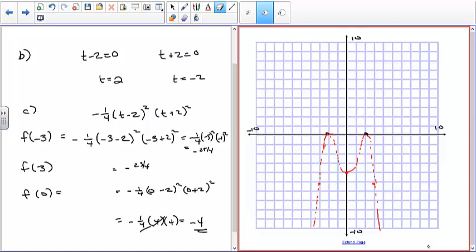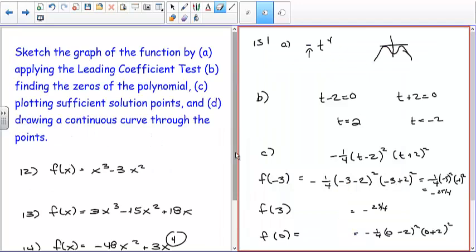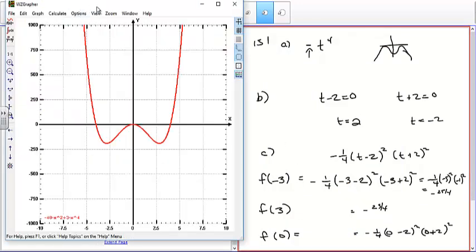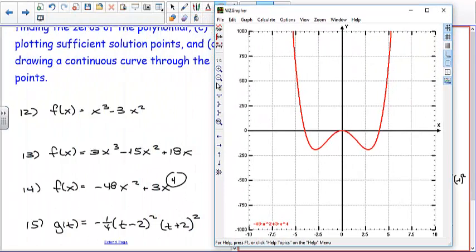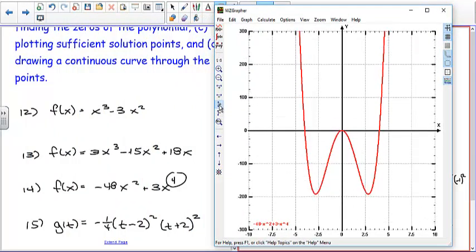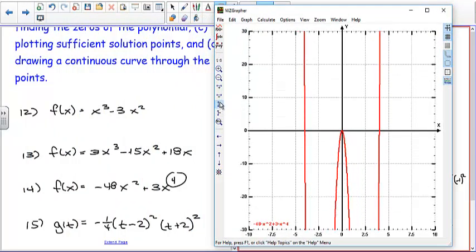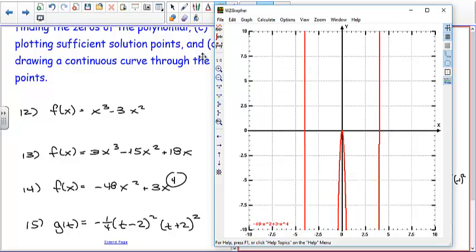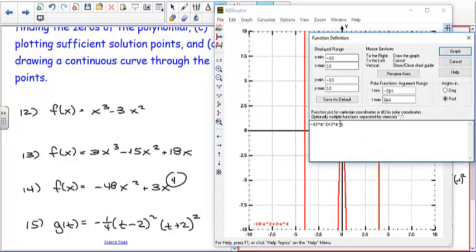So that is it. So let's plot this thing. And we're just going to change the scale. I'm going to zoom in until I get plus or minus 10. There it is. And then we'll plot. So it's going to be negative 1/4 times (x minus 2) squared times (x plus 2) squared. Graph this baby.